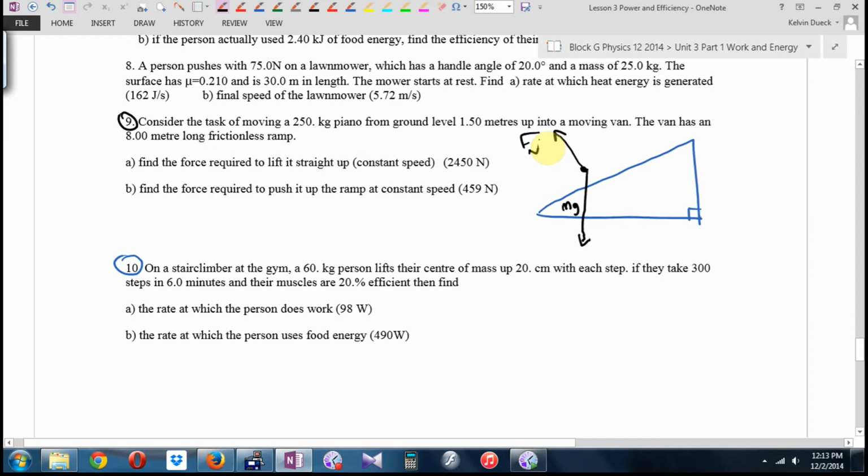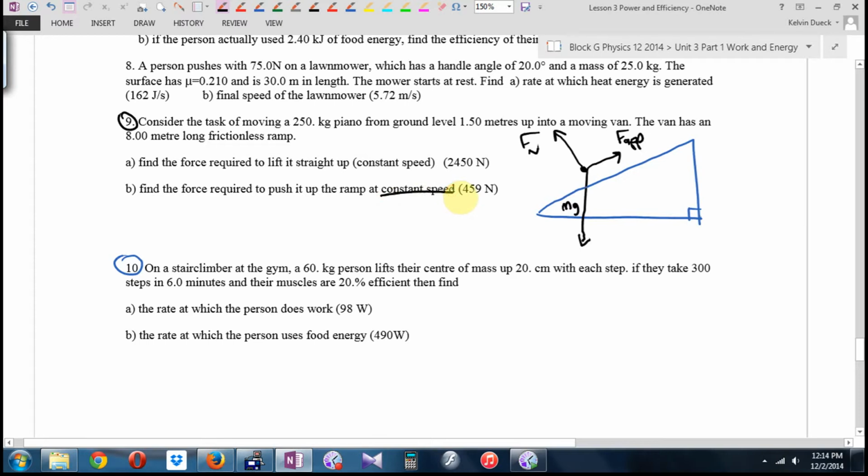Friction? No, frictionless. Now, there has to be one more. Here's the force that they want me to find. This is the applied force, the person pushing.